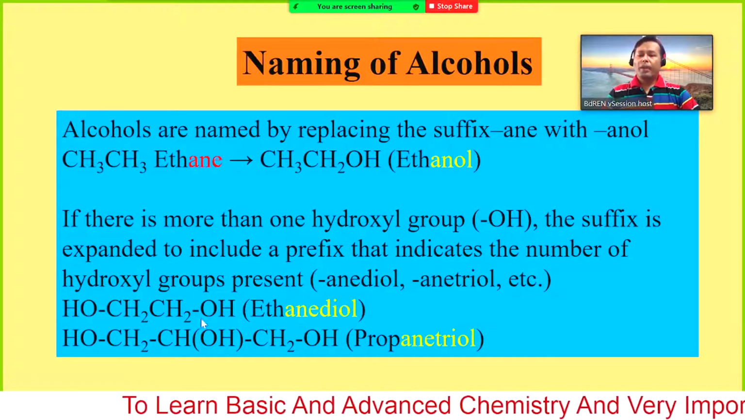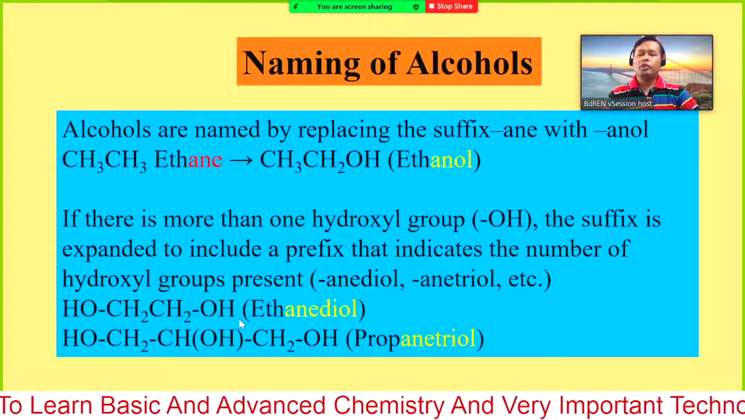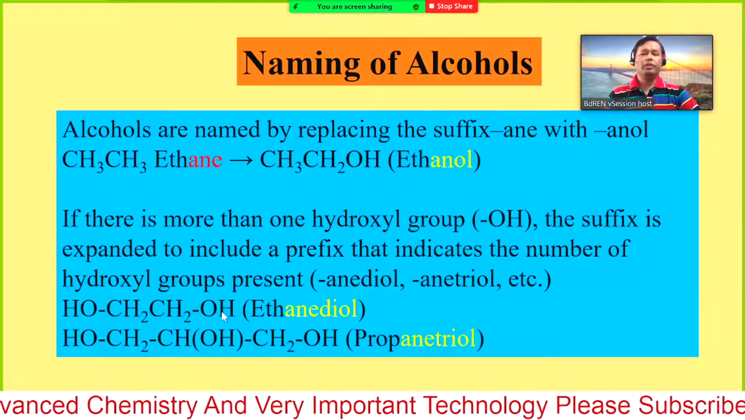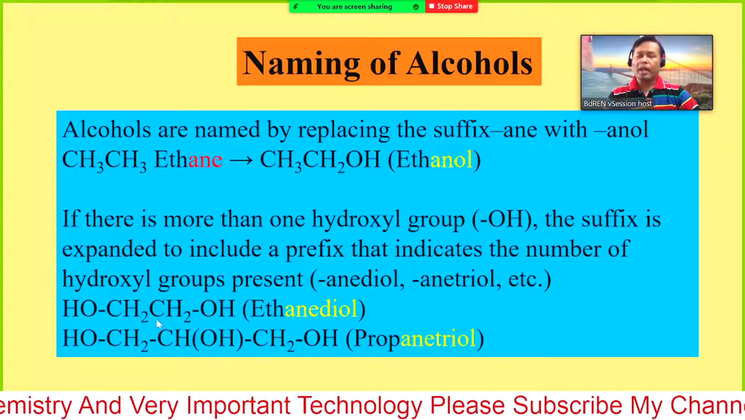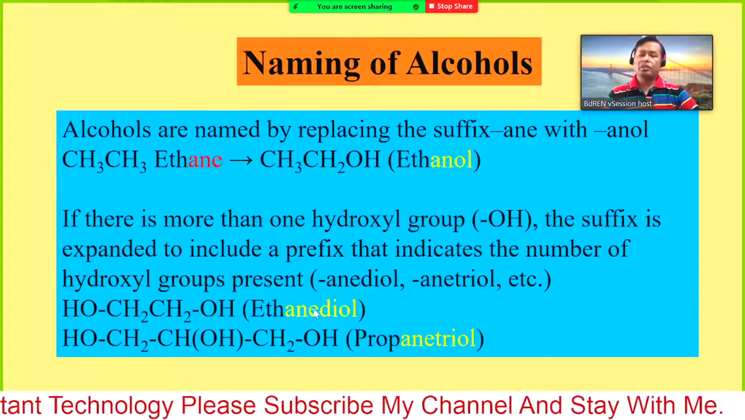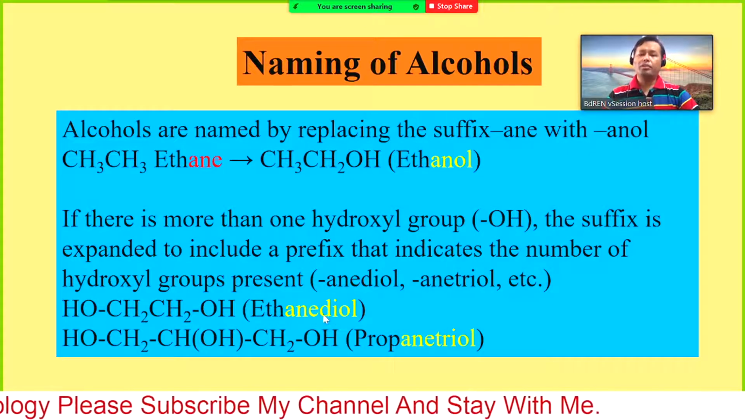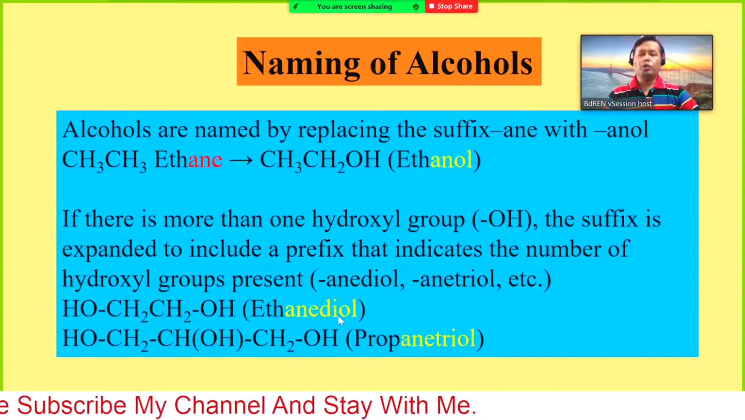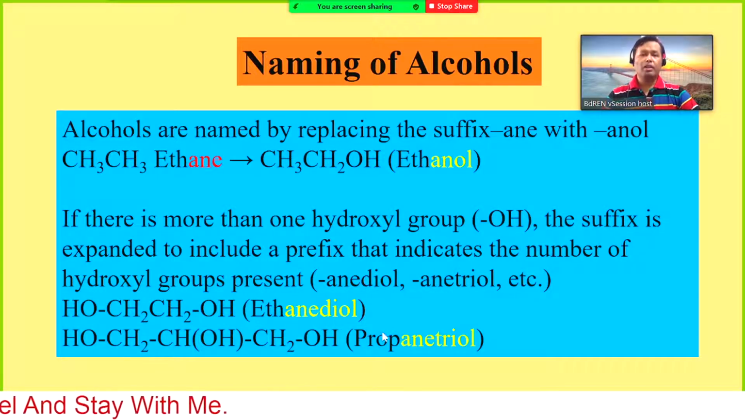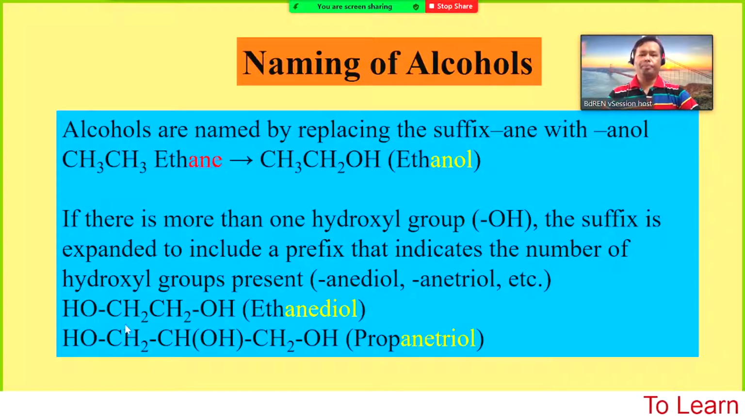Now finally, what will be the name of this compound? 2 hydroxyl groups, containing 2 carbon atoms, that will be named ethane. So ethane, and how many hydroxyl groups? 2. Then it will be diol. So di, or if we have 3, then tri. So we are naming that ethanediol.